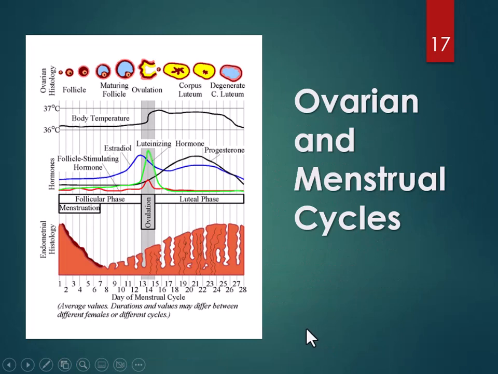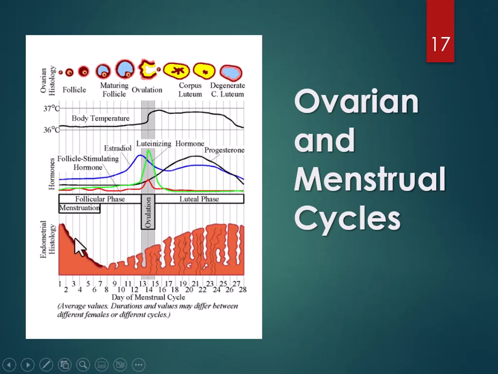So the ovarian and the menstrual cycles, you should know a little bit about these, and we're going to talk about this diagram starting from the bottom. Notice along the bottom, what's being compared here is the days, day 1 to day 28. Both cycles are 28 days in length. And what you're measuring depends on which graph you're looking at. And we're going to look at the bottom one first.